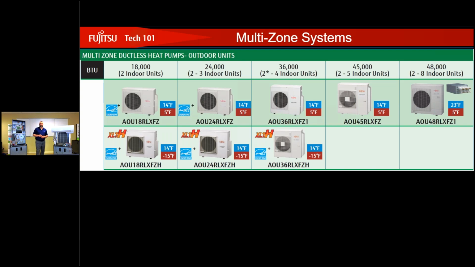These systems are able to provide cooling down to 14 degrees, heating all the way down to 5 degrees. That's our rated capacity. If we opt for the XLTH, we could do down to -15 degrees for these units. Not for the 45 though. The 45 does not have an XLTH.